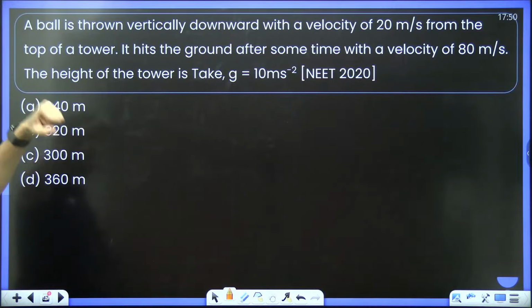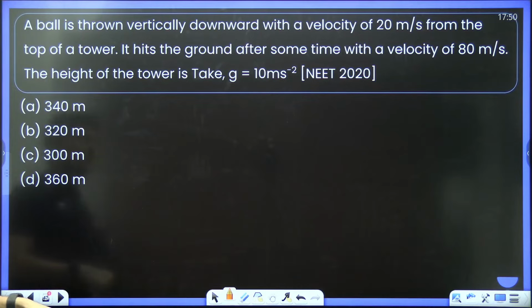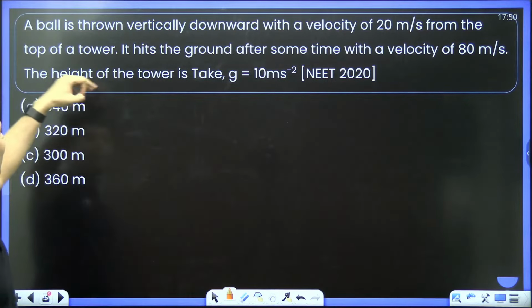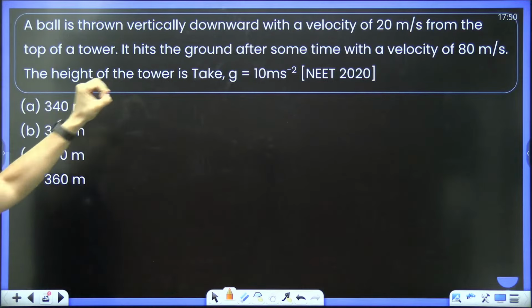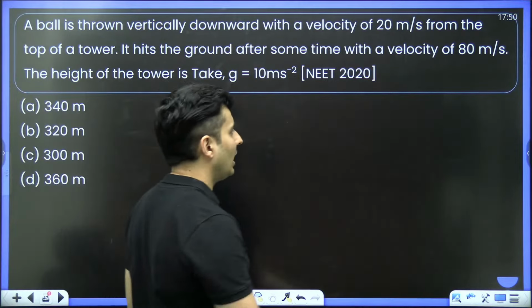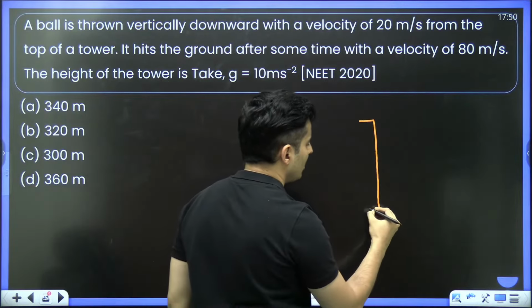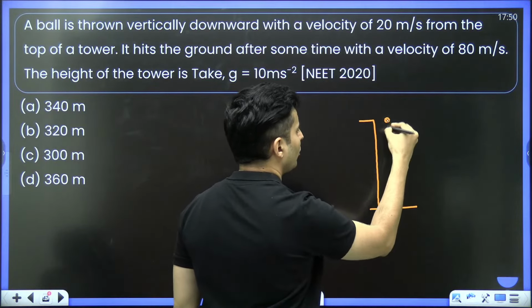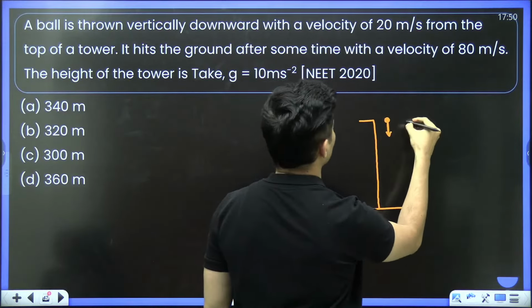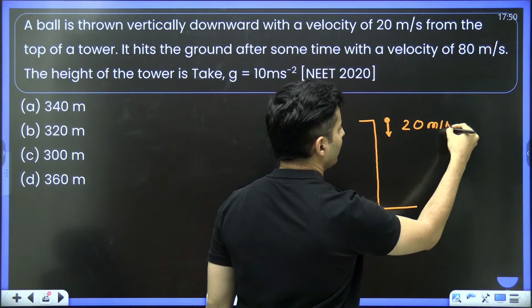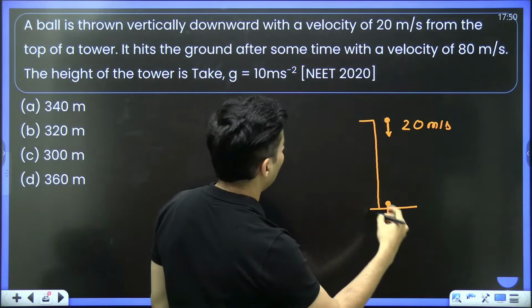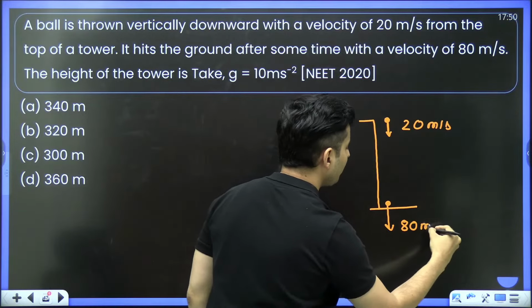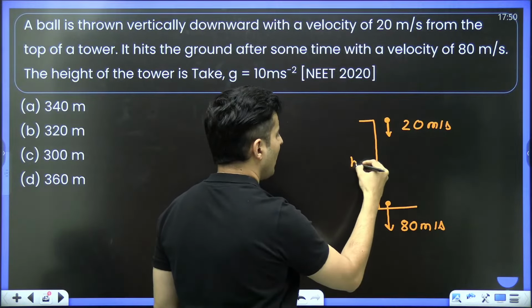A ball is thrown down with a speed of 20. This is a PYQ. It hits the ground with this speed. The height of the tower is how much? Okay, I think we should draw the diagram first. This is the tower. You are throwing the ball like this with what speed? 20 meters per second. It hits the ground with a new speed of 80 meters per second. The question is, what is the height of the tower?